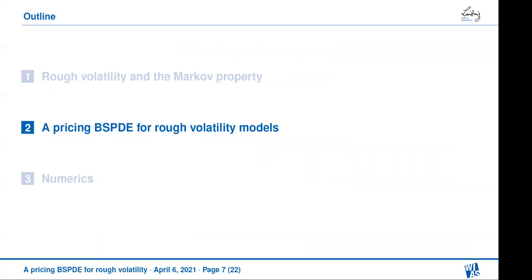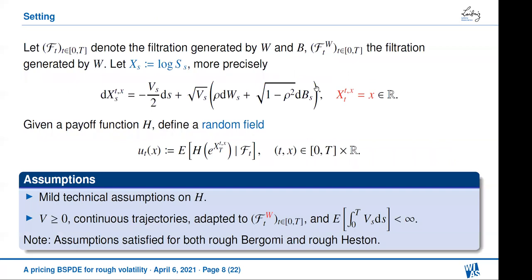Now let me jump into the actual problem. Okay, so what is the setting? Again, we have a process V, driven by a Brownian motion W, and we have a second Brownian motion B. And we consider the filtration F generated by both Brownian motions, but also the filtration F^W generated only by W. And now I pass to the log price, so X_S is the log of S. Okay, and this of course satisfies the dynamics that is given there in this formula.